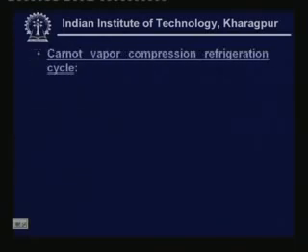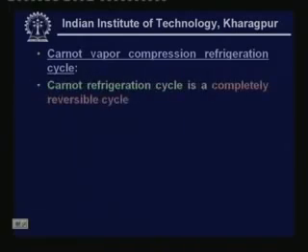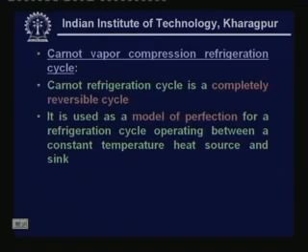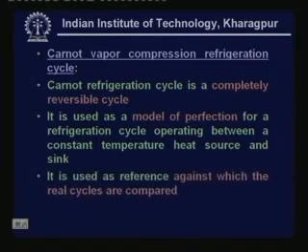First, let us look at Carnot Vapour Compression Refrigeration Cycle. Let me give a brief introduction to Carnot cycle. The Carnot refrigerant cycle is a completely reversible cycle. That means it is internally as well as externally reversible. It is used as a model of perfection for a refrigeration cycle operating between a constant temperature heat source and sink. This is one thing you must keep in mind. This is a model of perfection for constant temperature heat source and sink. It is used as reference against which the real cycles are compared.